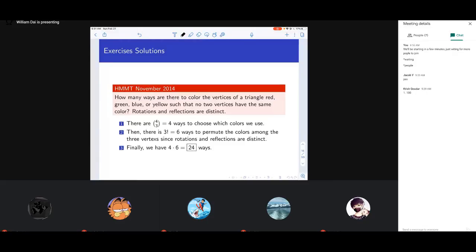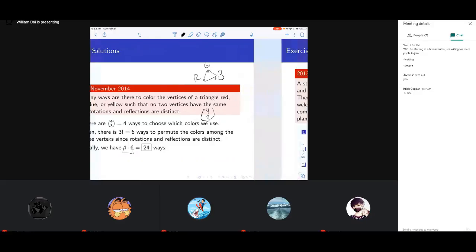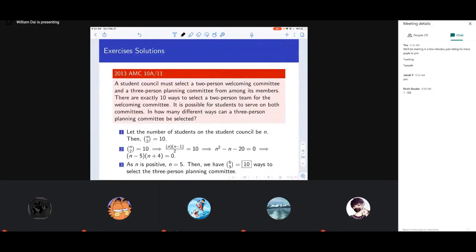And for the second one, we have 4 colors here, but we're going to only use 3 colors. So there are 4 ways to choose what colors we're using. This makes intuitive sense because we need to choose a single color that we leave out, and there's 4 colors that we could leave out. Then we have 3 factorial ways to permute the colors. And then we just multiply these two together to get 24. Okay, this one's a bit more tricky.